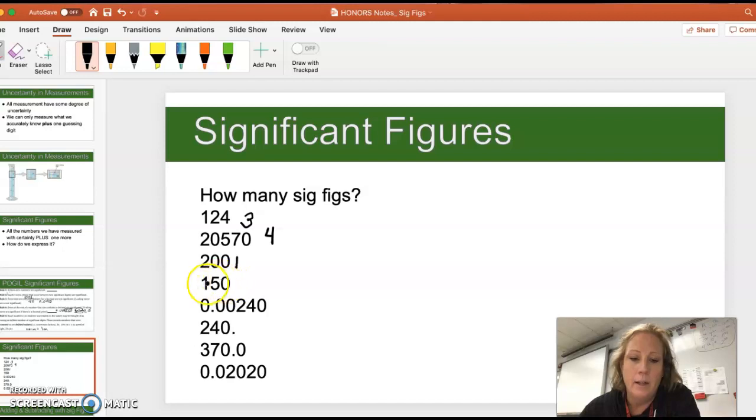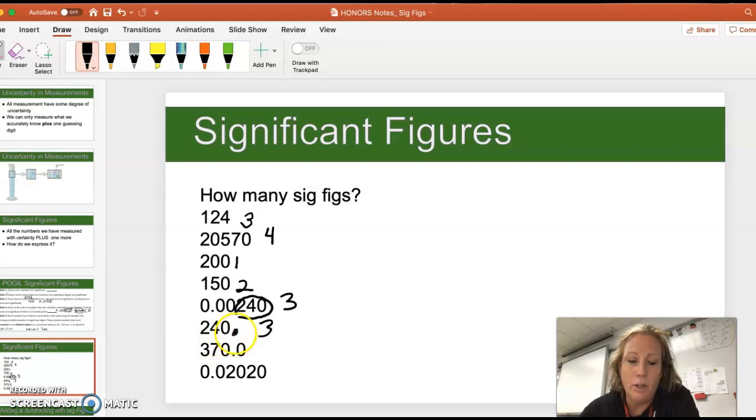Over here, this one also just has 2. Here, these are placeholding, leading zeros, but the 2, the 4, and the 0 are significant, so this has 3. This one now, because you put that decimal there, has 3.